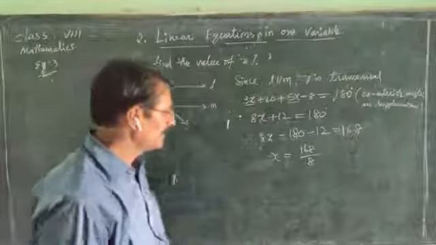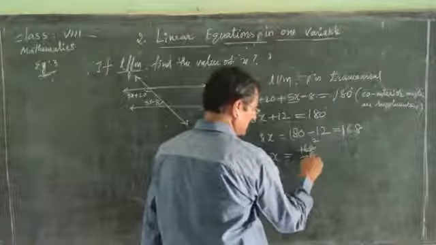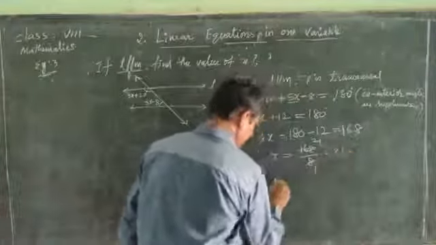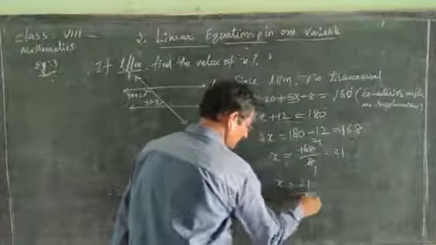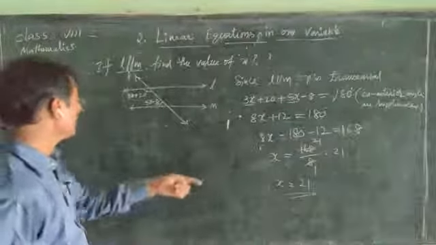Is it divisible? See, 8 ones are 8, 8 twos are 16, 8 twos are 16, 8 ones 8, 21. x equal to 21. You observe? Is it right or wrong?